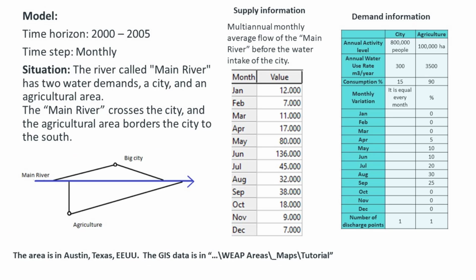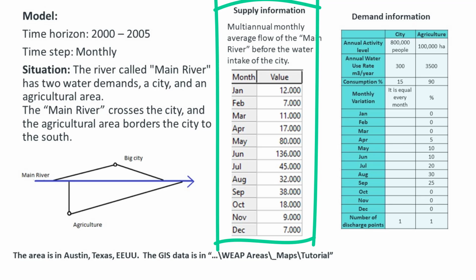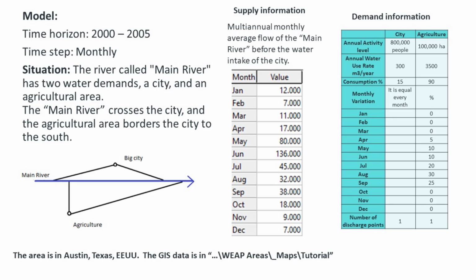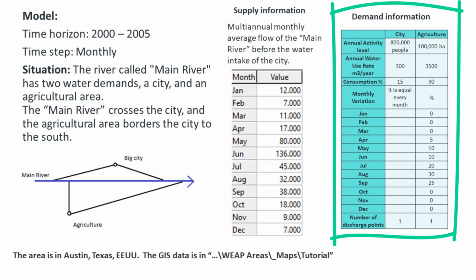The multi-annual monthly average flow of the main river before the city water intake is shown in the table. In this case, we will not develop a hydrological model. The demand information is shown in the table. This column for the population demand and this column for the agricultural demand. Because it is a population, the annual activity level is 100,000 people. In the agricultural demand, it is 100,000 hectares.